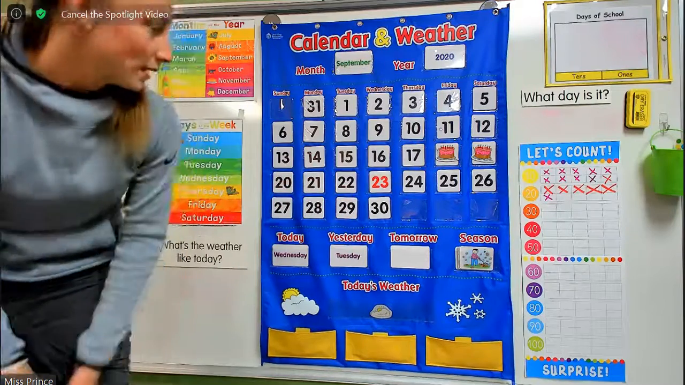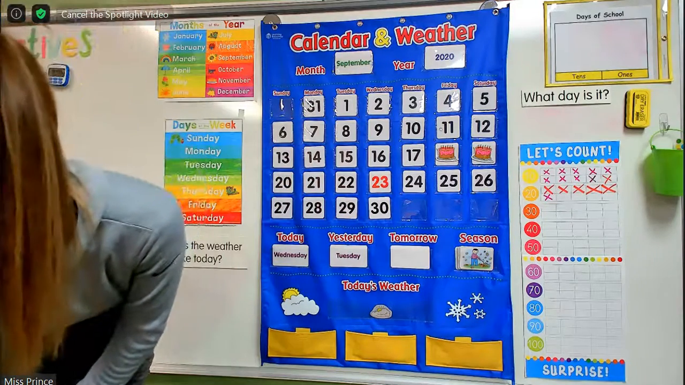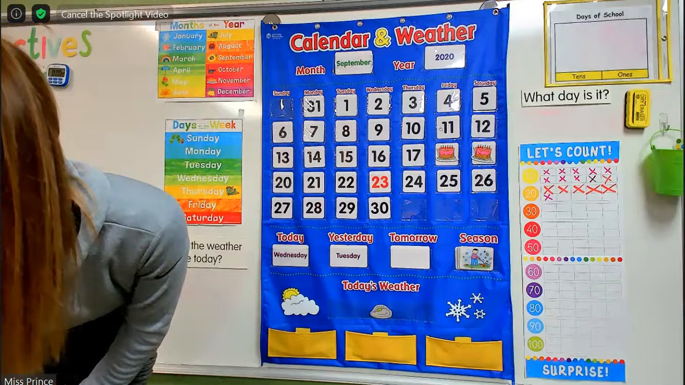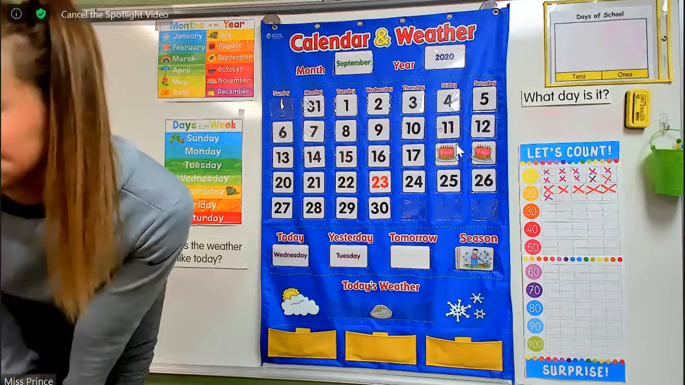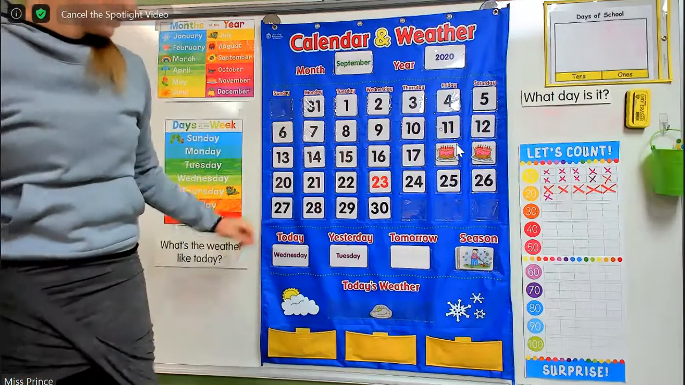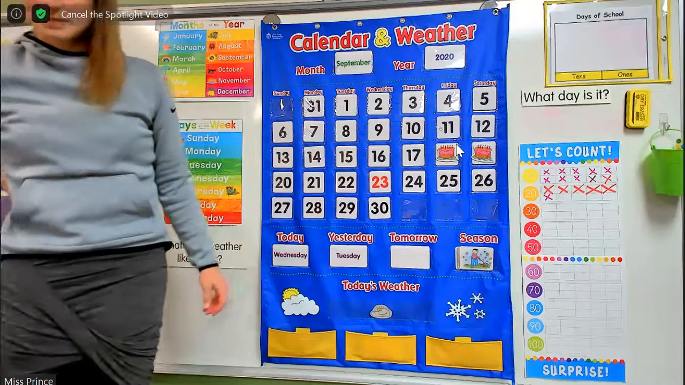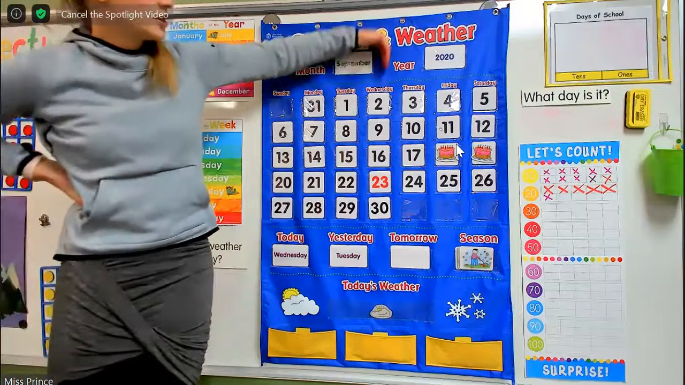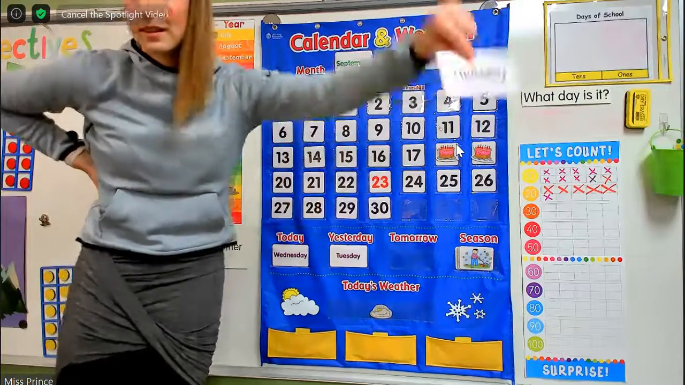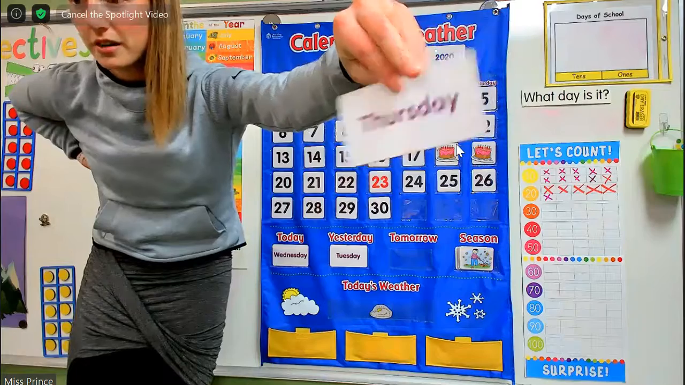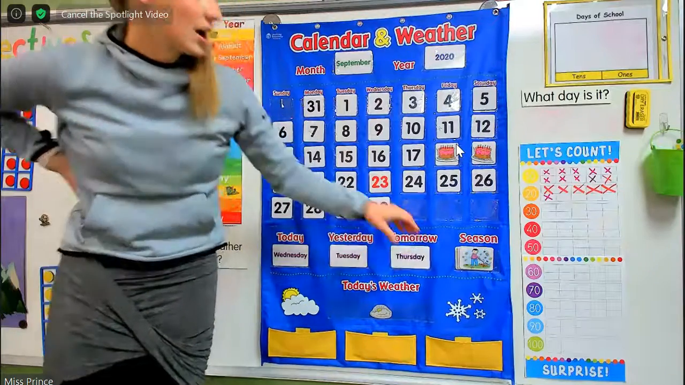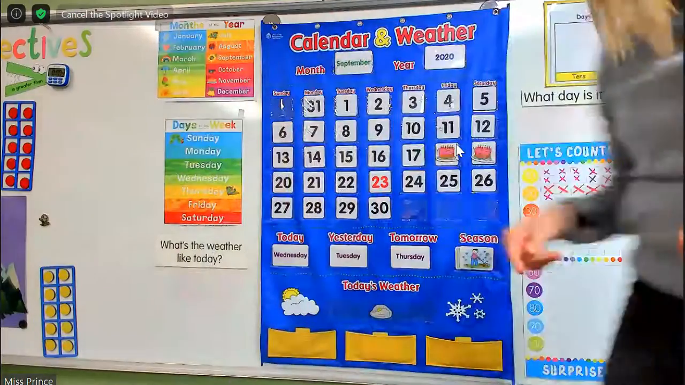If today is Wednesday, tomorrow will be Elias. Tomorrow will be Thursday. Good job. Tomorrow will be Thursday. Excellent job. Will you guys help me write the date?